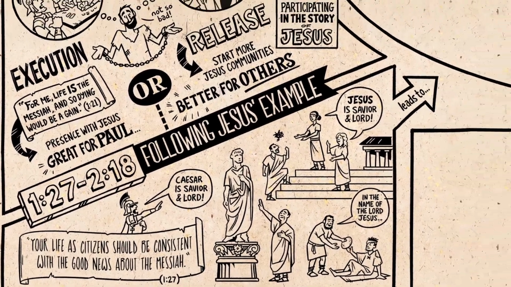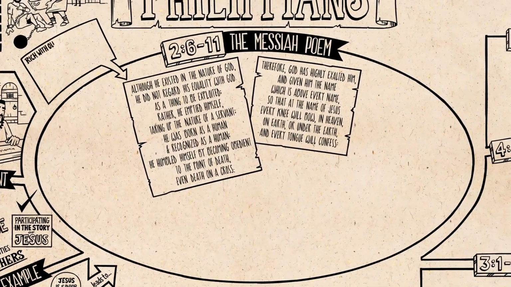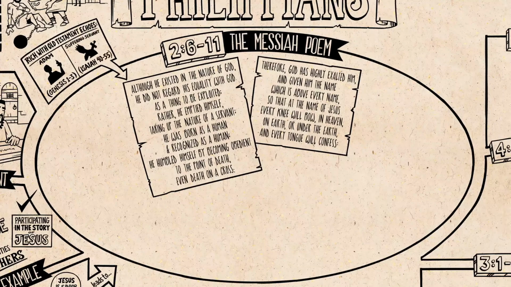Which leads Paul into the great poem of chapter 2. It's rich with echoes of Old Testament texts, specifically the story of Adam and his rebellion in Genesis 1 through 3, and the poems about the suffering servant in the book of Isaiah. This poem is worth committing to memory. It is a beautifully condensed version of the gospel story.